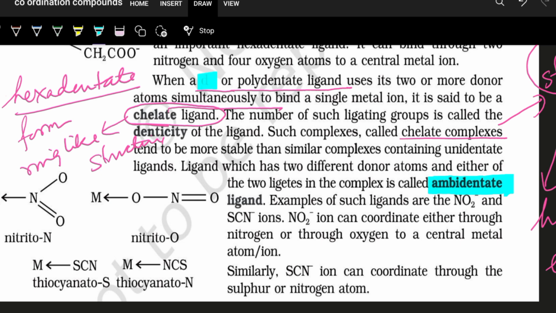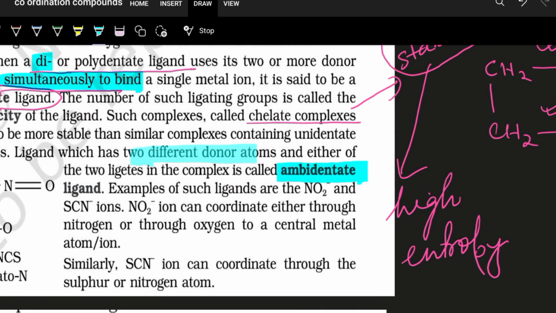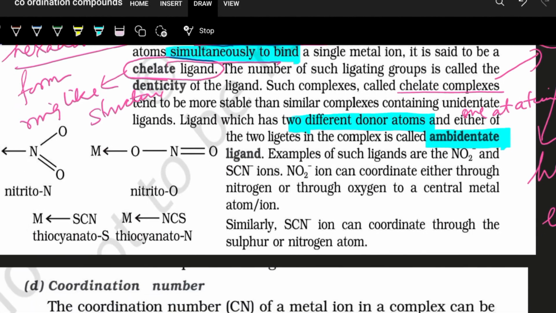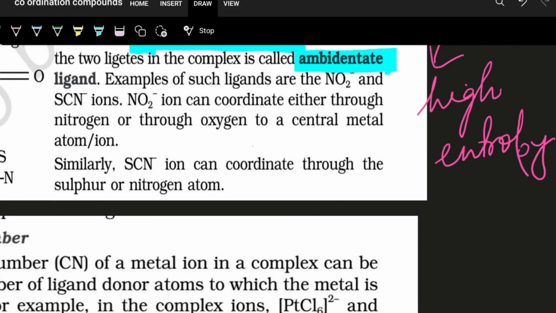Didentate also has two donor sites, ambidentate also have two donor sites, but in case of didentate ligand, the two atoms which are donors can simultaneously bind to the central metal atom or ion, but in ambidentate ligand, the two donors can actually bind one at a time. They can bind one at a time.